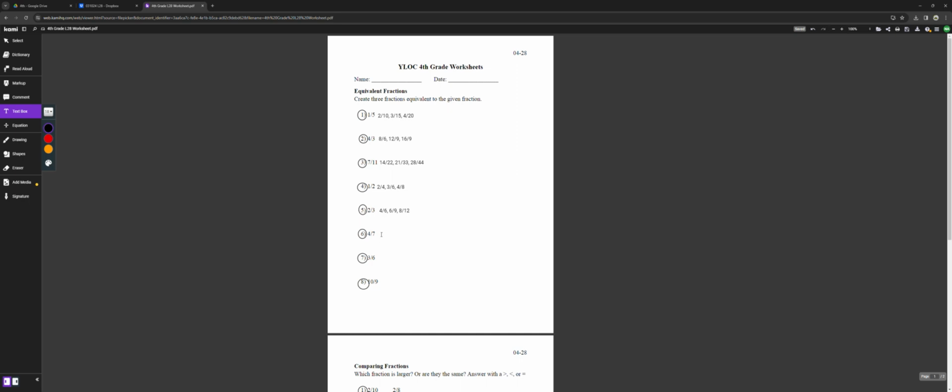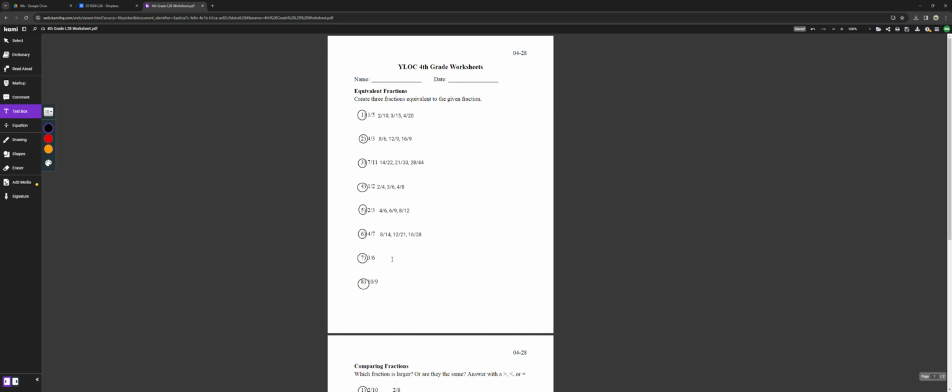For number 6, you have 4/7. Multiply each by 2, you get 8/14. Multiply each by 3, you get 12/21. Multiply each by 4, you get 16/28.